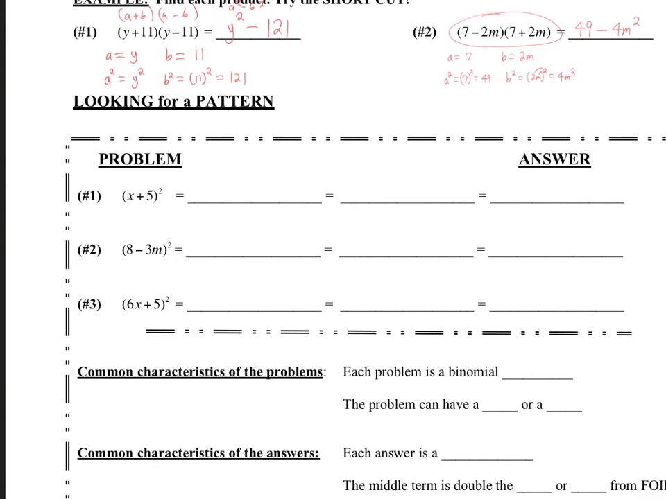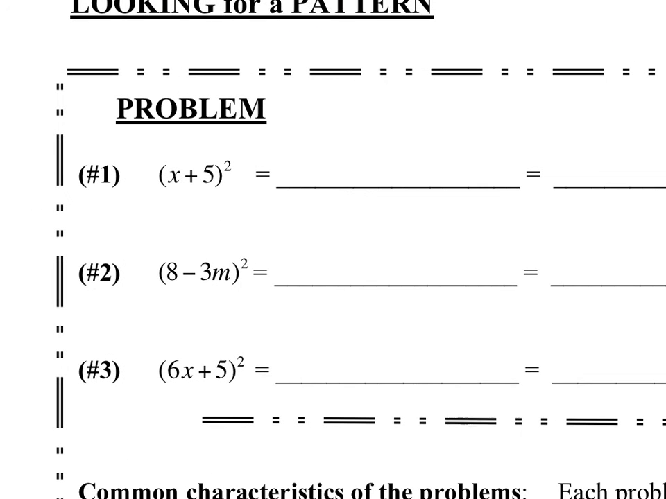So we have another pattern we need to talk about. It's going to be what's called a perfect square trinomial is what the end result's going to be. So we have these problems here. We have x plus 5 all squared, 8 minus 3m all squared, and 6x plus 5 all squared. What does this squared mean? How many x plus 5s are we multiplying together here? 2, and we're multiplying 2 8 minus 3m's together and 2 6x plus 5's together.